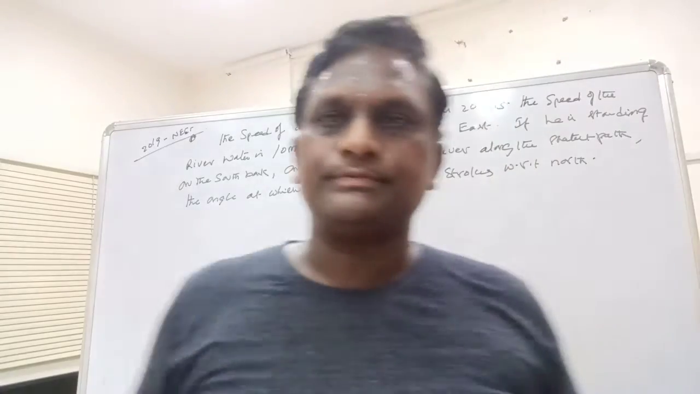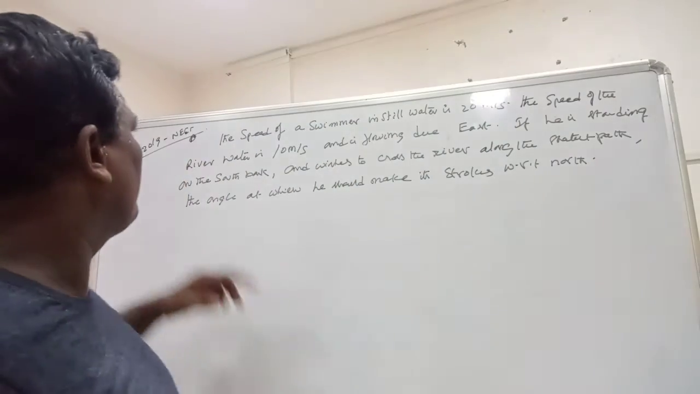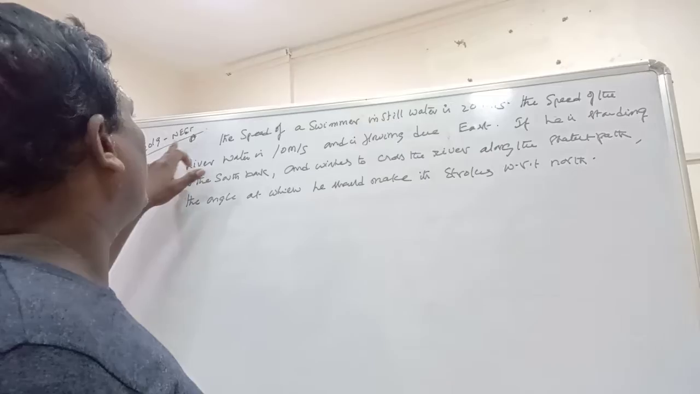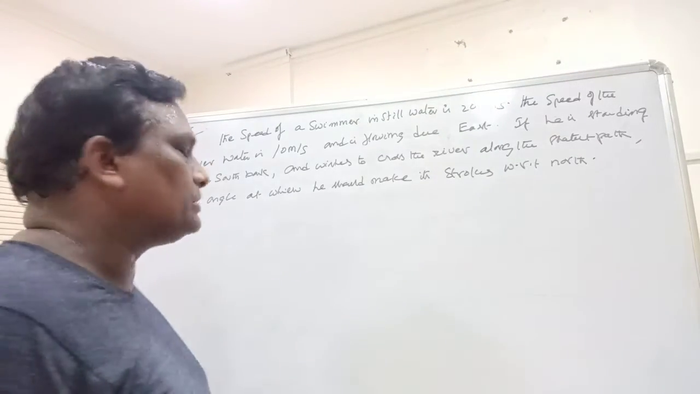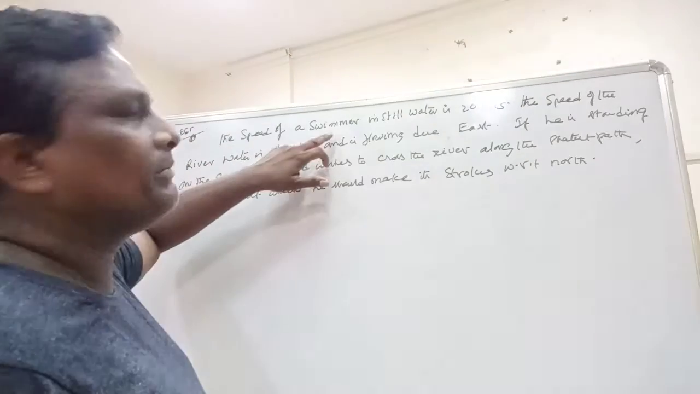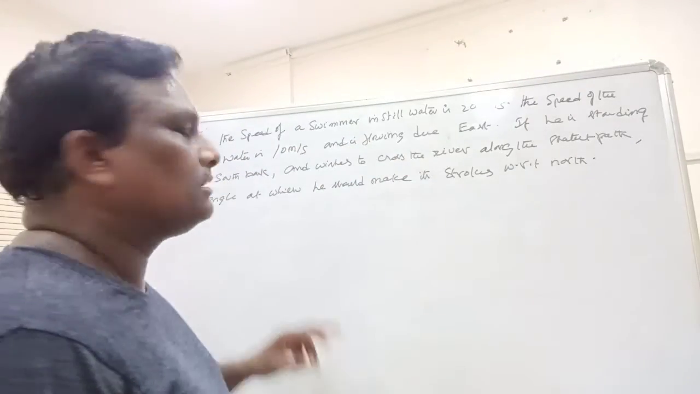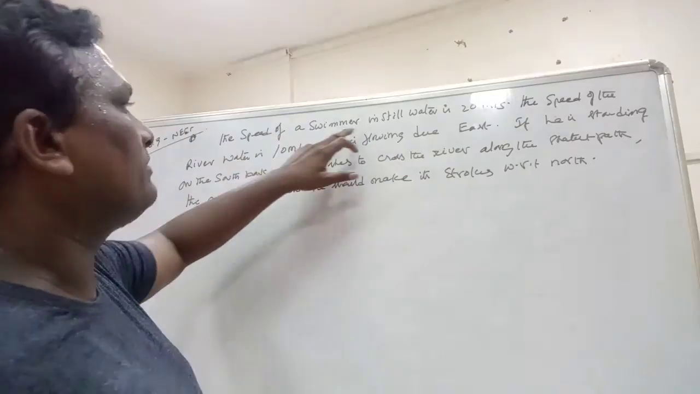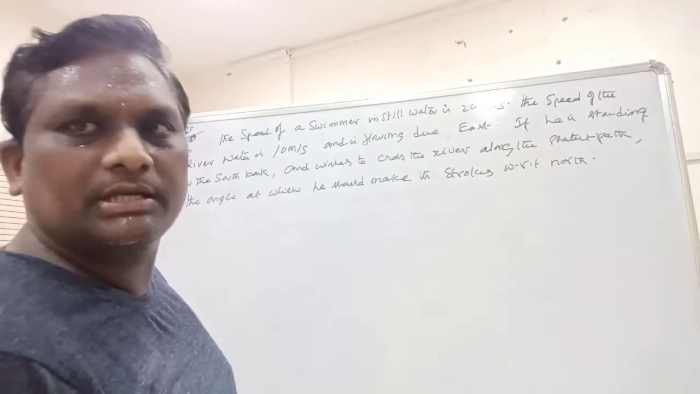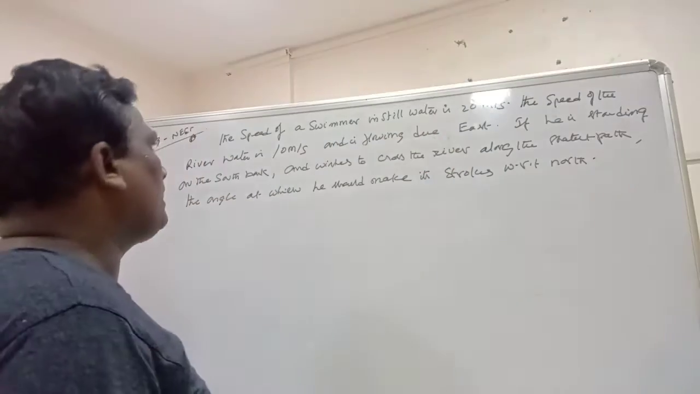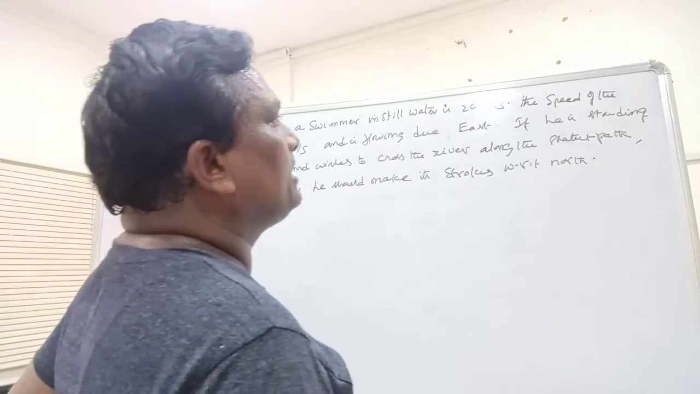Now see the question. It is a 2019 NEET question. The speed of a swimmer in still water is 20 meter per second.